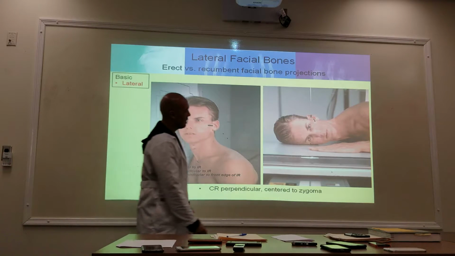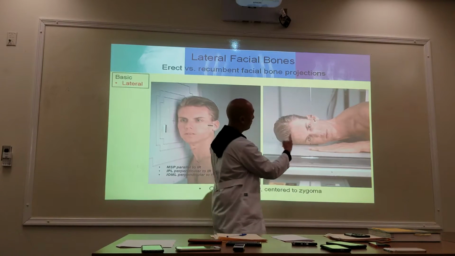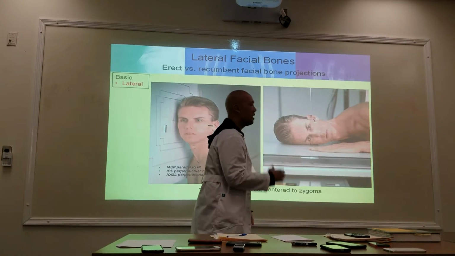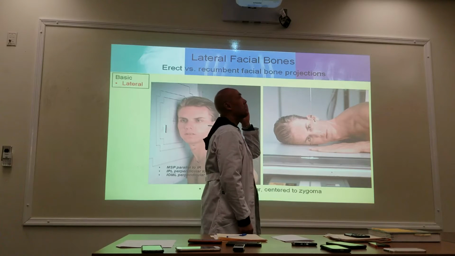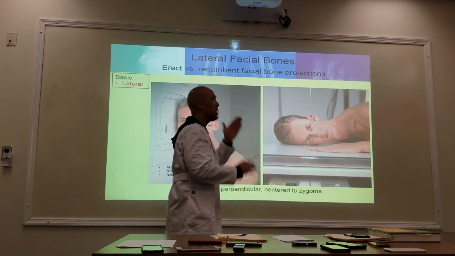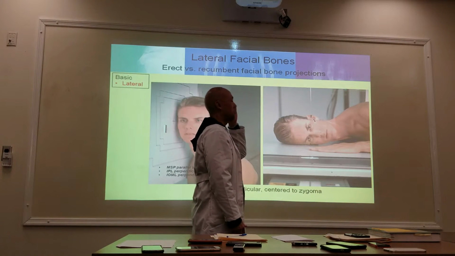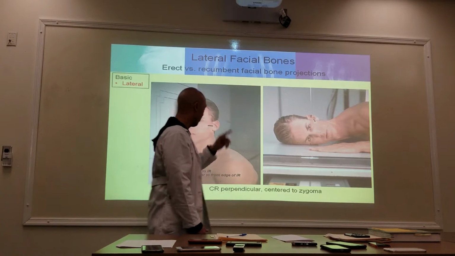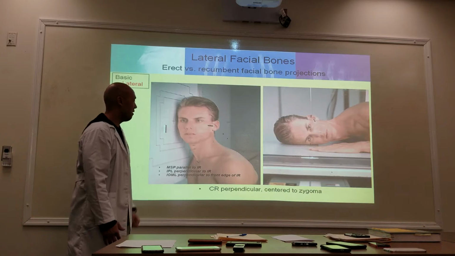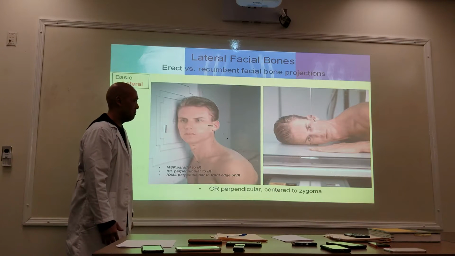The IOML is the imaginary line from underneath your orbit, right here, to your EAM. What they're saying there is we want you to adjust the head so that the IOML is perpendicular with the image receptor. We're trying to just get your head straight. When we're doing a lateral, we don't want this or this. That's what the IOML line is used for. So the IOML is perpendicular to the front edge of the image receptor.